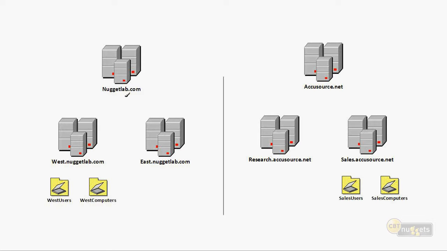We didn't even know they existed. We just did our own thing over here, and we had our own forest. So this is forest 1 over here. This is one forest, and this is another forest over here. Okay, no relationship whatsoever between the two of them. All right. Now, what turns out to happen is NuggetLab.com, maybe they buy AccuSource.net.